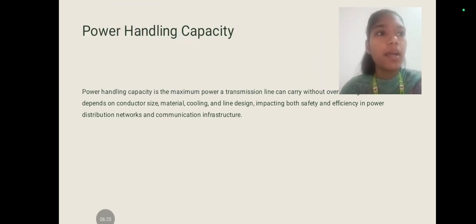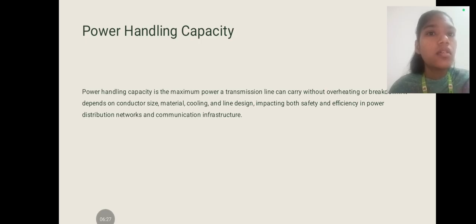Power handling capacity. Power handling capacity is the maximum power a transmission line can carry without overheating or breakdown. It depends on conductor size, material, cooling, and line design, impacting both safety and efficiency in power distribution networks and communication infrastructure.